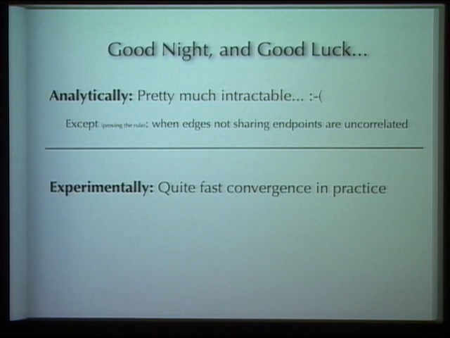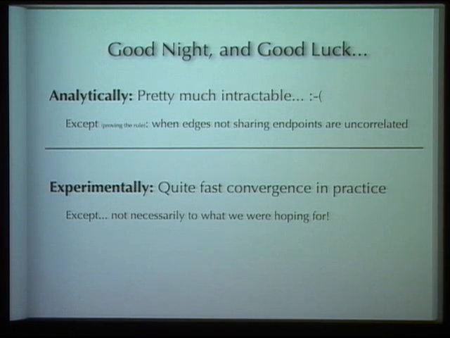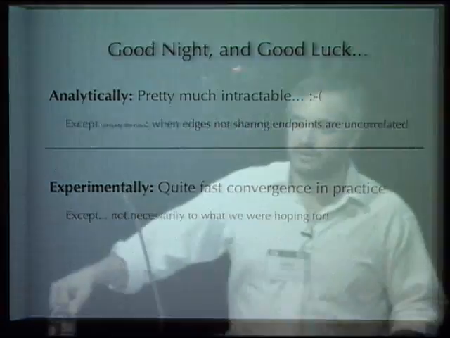Now, experimentally, this achieves quite fast convergence, or at least what we think is convergence. It looks like it has converged because we can't prove it. Except it doesn't necessarily converge to what we were hoping for. Okay? So imagine, for example, that you have some particular number of triangles in mind that you would like your graph to have.